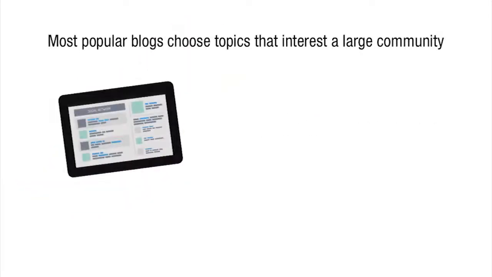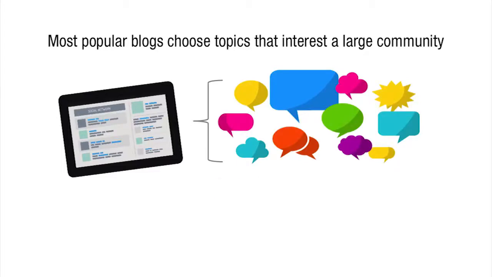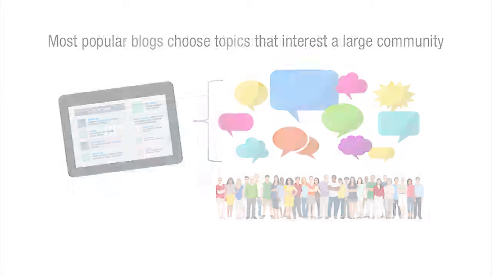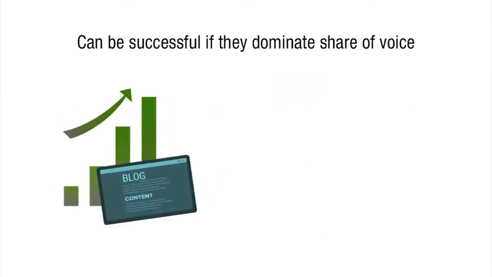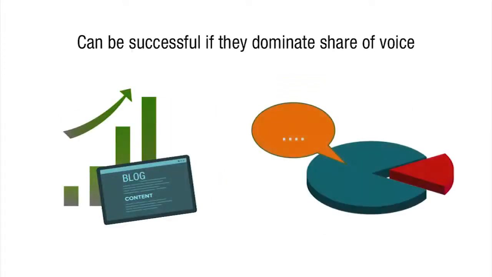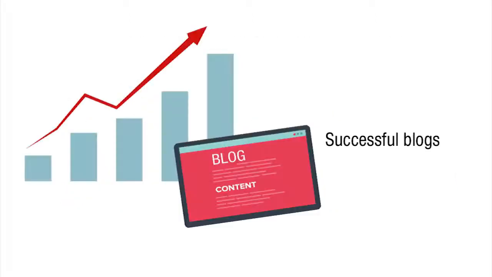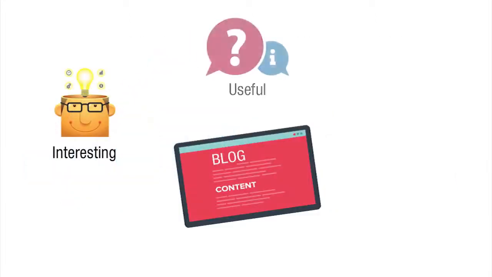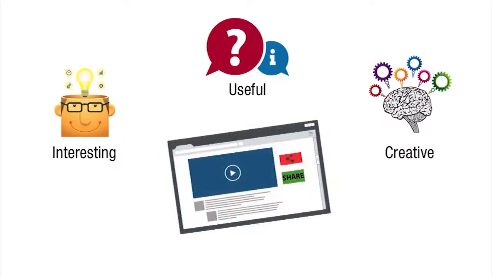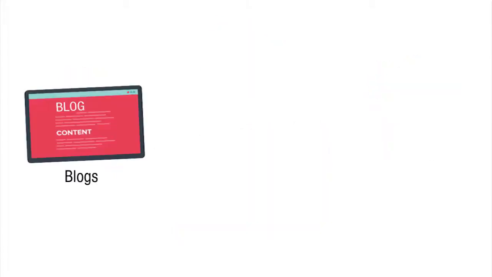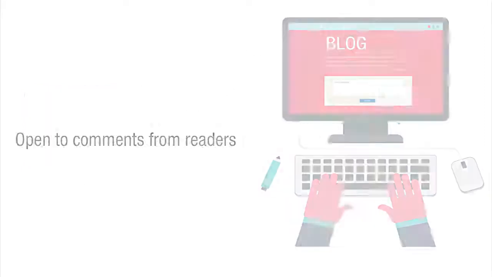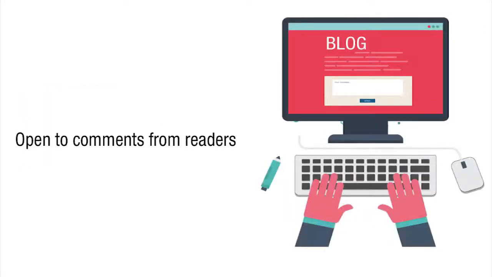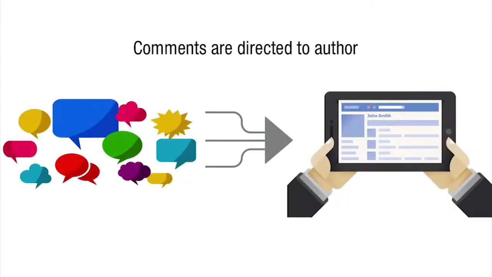The most popular blogs choose topics that are of interest to a large community. However, niche blogs catering to a certain targeted audience can be successful if they dominate the share of voice in that particular subject area. Successful blogs have something interesting, useful, or creative to share, and do that sharing with an engaging style. Blogs may contain images, infographics, or videos in addition to text. In most cases, they are also open to comments from readers. These comments are generally directed to the author.